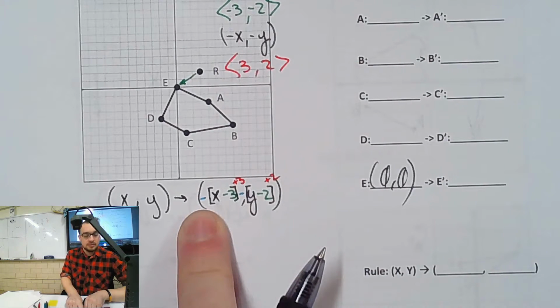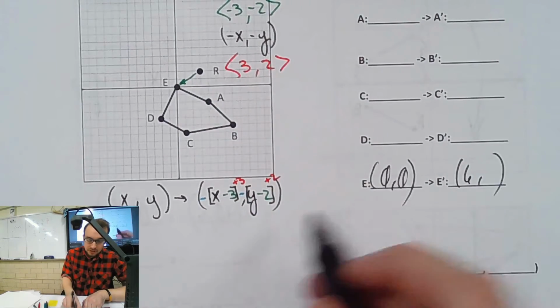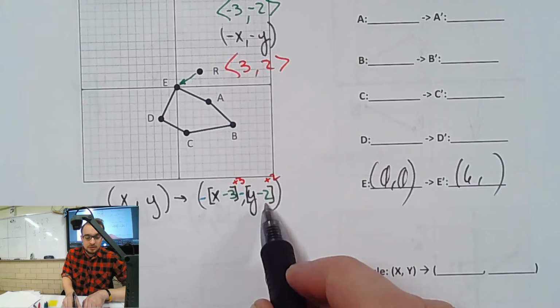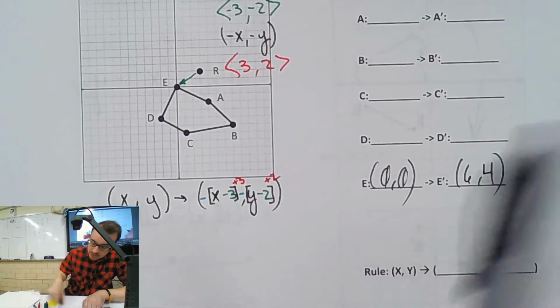Negative 3. Negate it. Add 3. So E prime is going to be at 6. Let's plug in 0 here. 0 minus 2 is? Make it negative. Add 2. So E prime is at 6, 4.